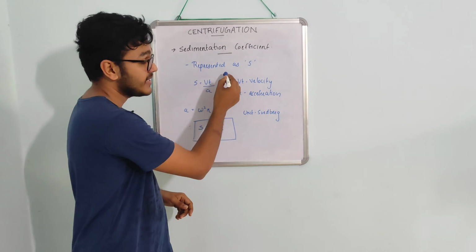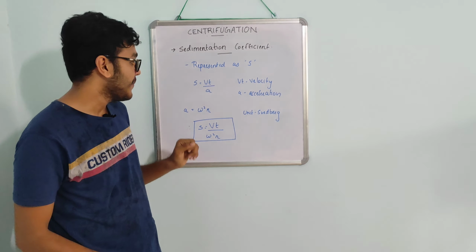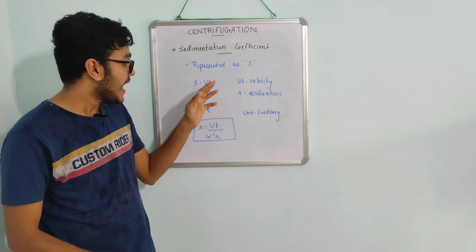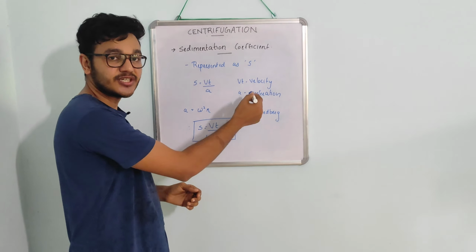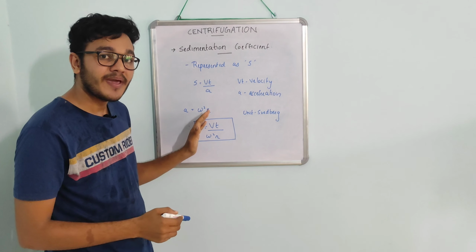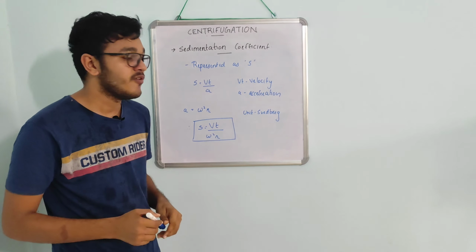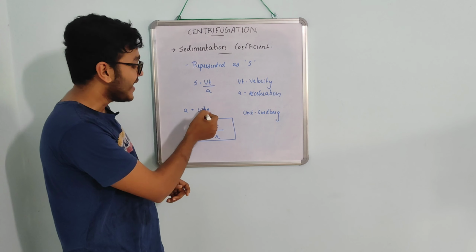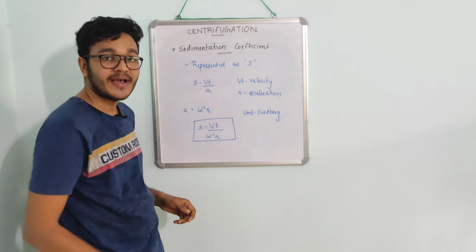It is represented as S, and the equation is S equals Vt by A. Vt stands for velocity and A for acceleration. The velocity of the particle is Vt and the acceleration is A. For acceleration, the equation is omega square r, which, if you remember correctly, is the same as the equation of centrifugal force. Substituting omega square r, S equals Vt by omega square r.